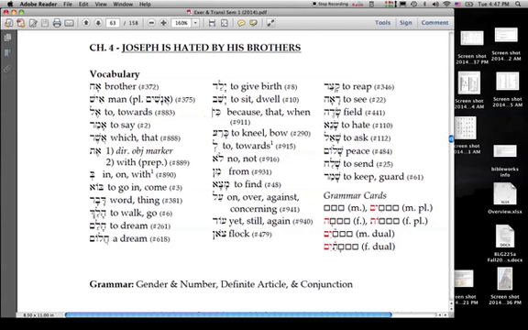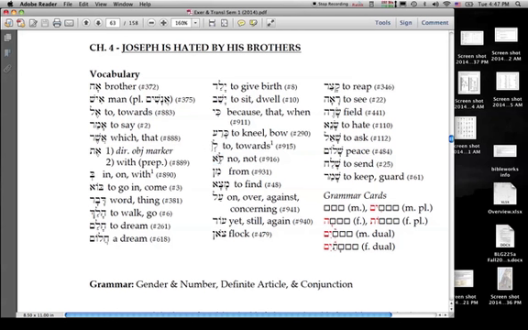Kara, kara, to kneel or bow. Le, our third, or our second of the inseparable prepositions. We had b here, we have le here. To or towards, sometimes it can be translated as for. Lo, right? Negation, lo, no or not.